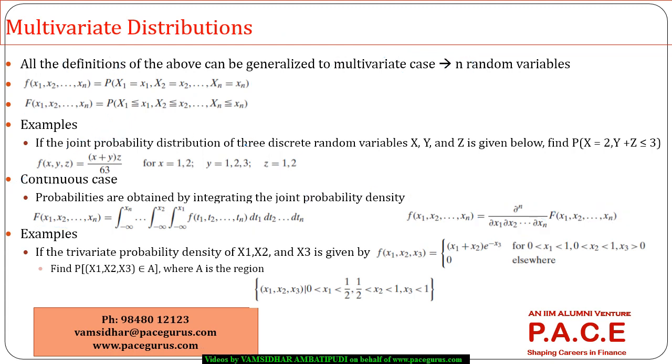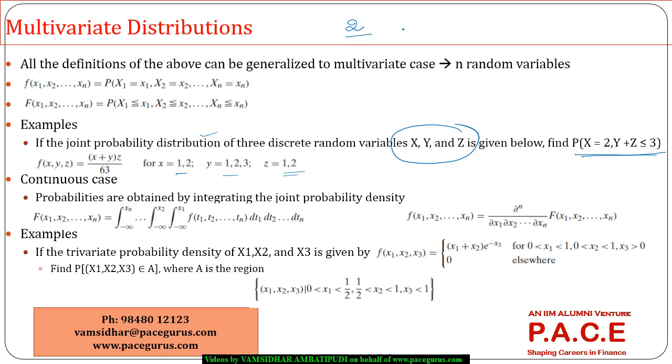If the joint probability distribution of the 3 discrete random variables x, y, z is given like this: f of x, y, z is (x plus y) times z divided by 63, where x is 1, 2, y is 1, 2, 3, z is 1, 2. And we are talking of probability of x equal to 2, y plus z is less than or equal to 3. So x is equal to 2, this is fixed, y plus z is less than or equal to 3.